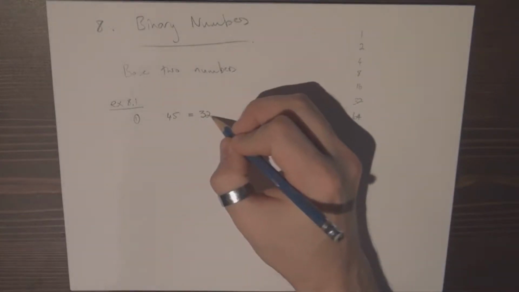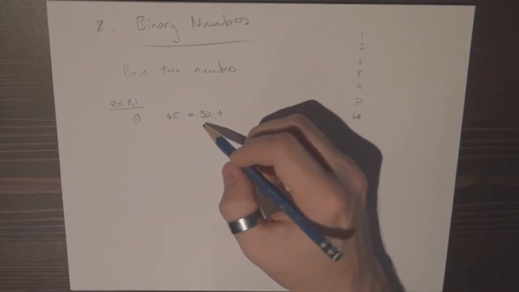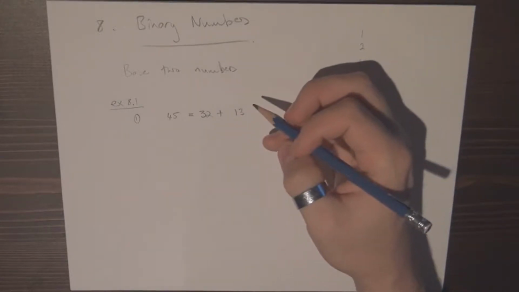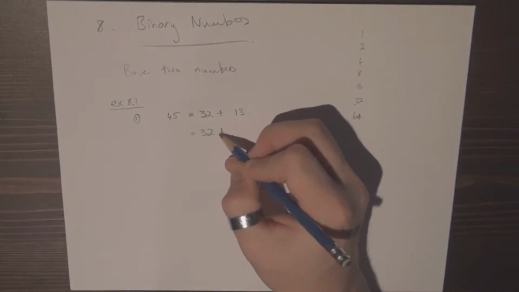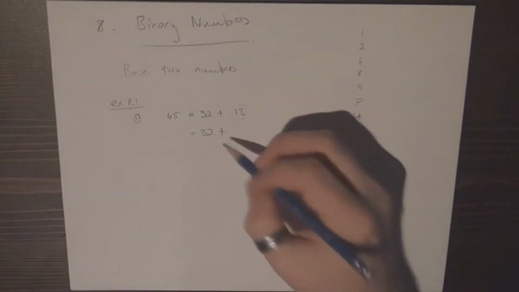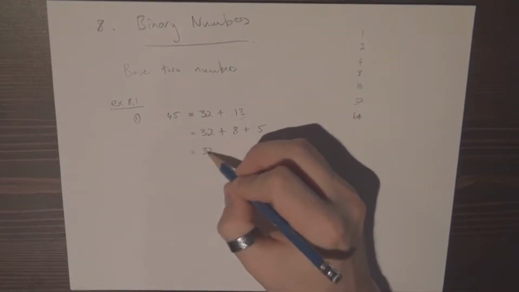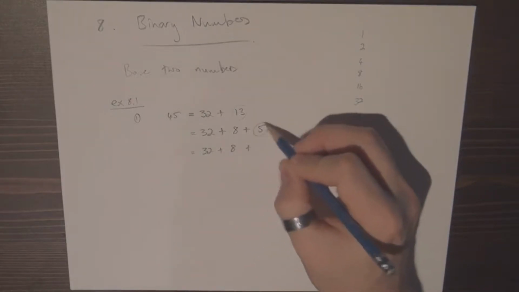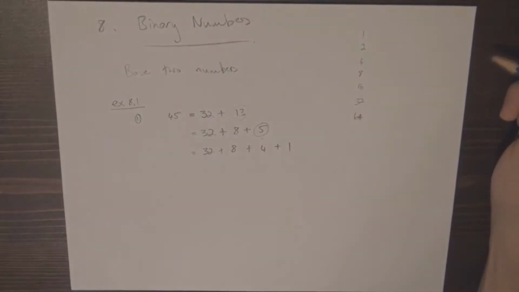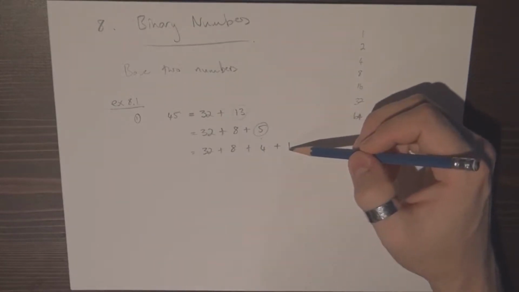This is 32 plus, how much is left? Well, 45 minus 32, and I have 13 left. Then I have my 32 and I want to split the 13 into smaller powers of 2. The biggest one I can use is an 8. How much is left? 5. Then I can split the 5 into smaller pieces. It's going to be a 4 plus 1. So any number can be split up into the sum of some powers of 2.